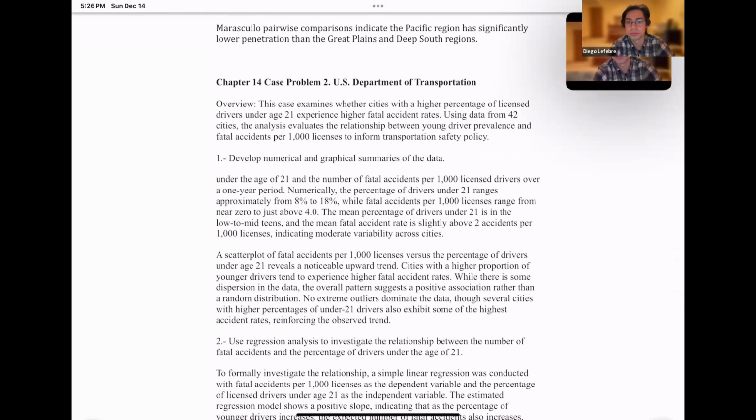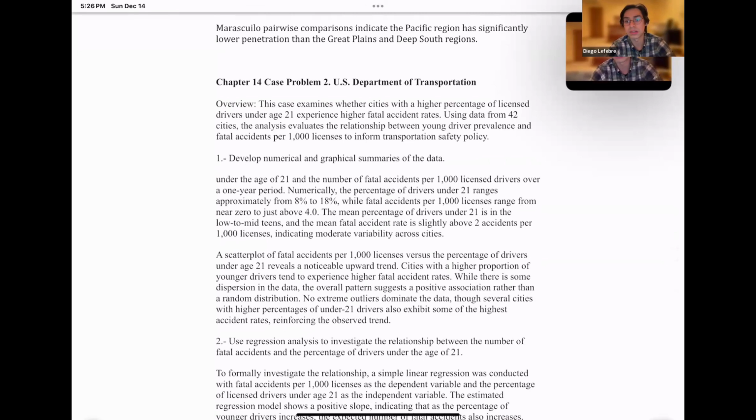Chapter 14, Case Problem 2, the Department of Transportation. This case examines whether cities with a higher percentage of licensed drivers under the age of 21 experience higher fatal accident rates. Using data from 42 cities, the analysis evaluates the relationship between young driver prevalence and fatal accidents per 1,000 licenses to inform transportation safety policy.